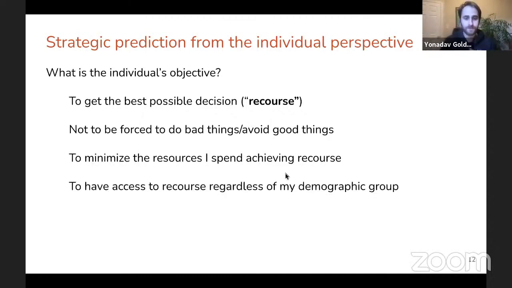And then finally, there's a matter of dignity. Individuals want to be able to achieve recourse regardless of their demographic group, regardless of attributes about them that are not relevant to the decision. And this is certainly an objective of the institution, but of the society to not have these sort of systemic inequities, but it's also a matter for the individual.